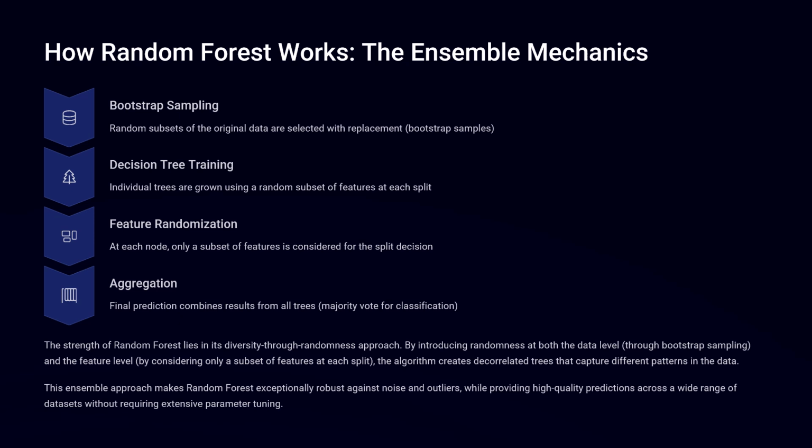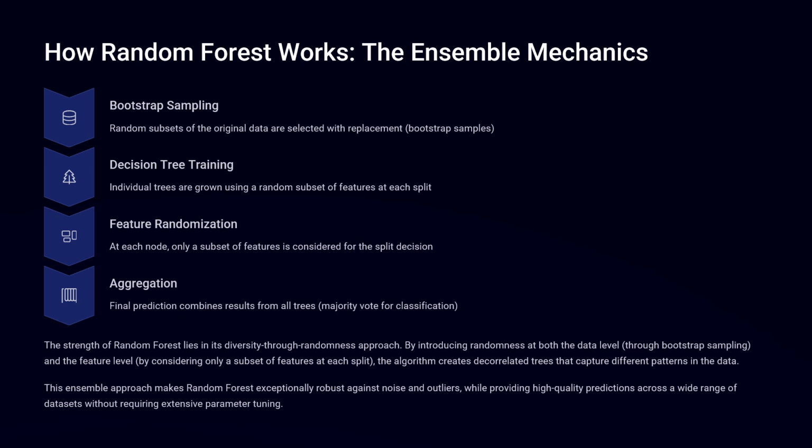Bootstrap sampling. Random subsets of the original data are selected with replacement, bootstrap samples. Decision tree training. Individual trees are grown using a random subset of features at each split. Feature randomization. At each node, only a subset of features is considered for the split decision. Aggregation. Final prediction combines results from all trees, majority vote for classification.